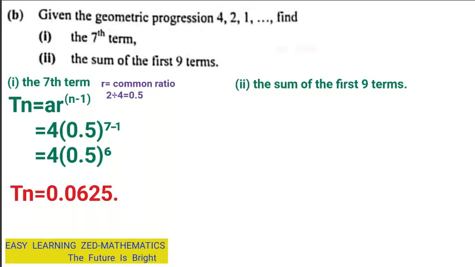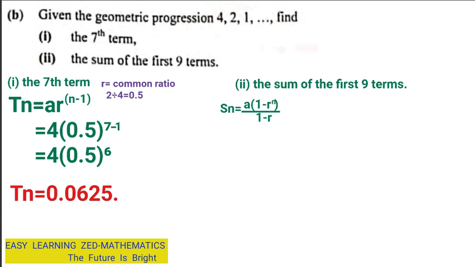Okay, question 1B2 was find the sum of the first 9 terms of this given geometric progression. So the formula we use to find the sum of the terms is this one, which is the sum of the terms is equal to a open bracket 1 minus r raised to the power n close bracket over 1 minus r.